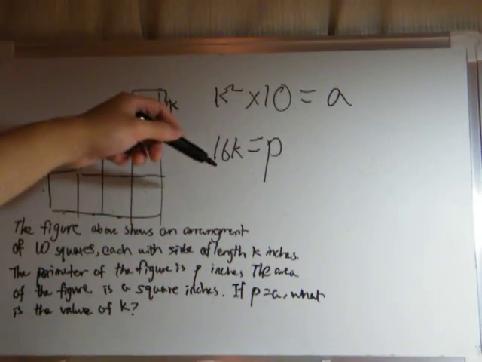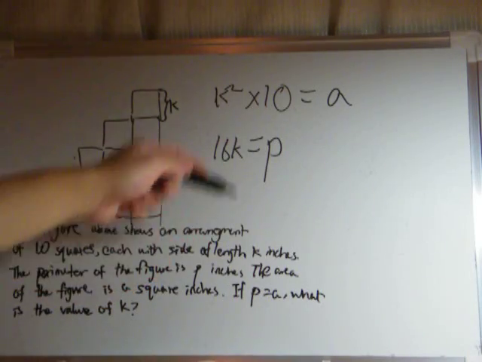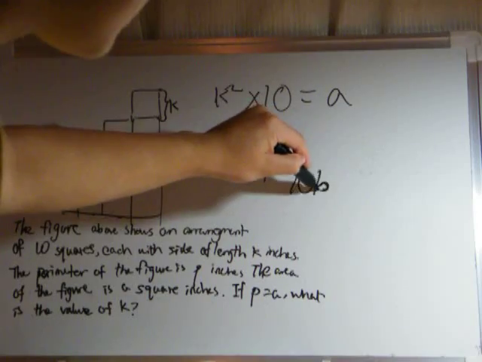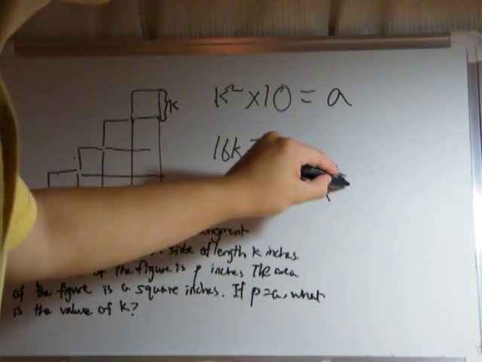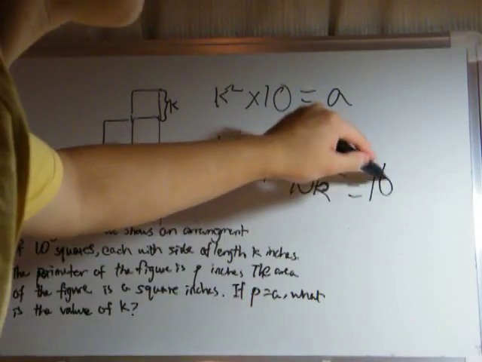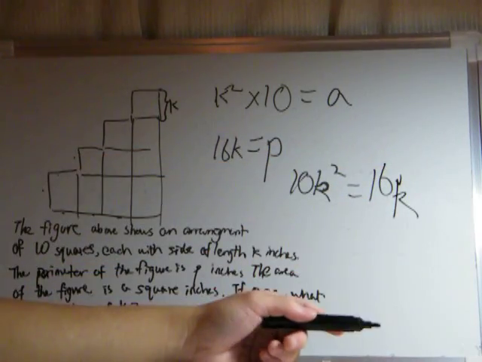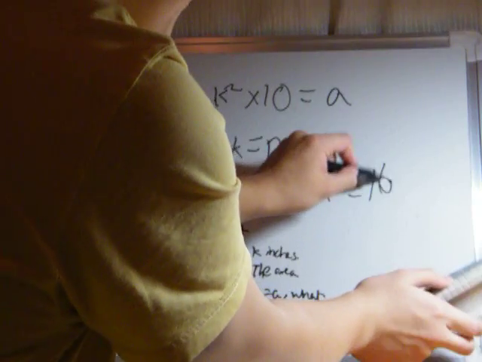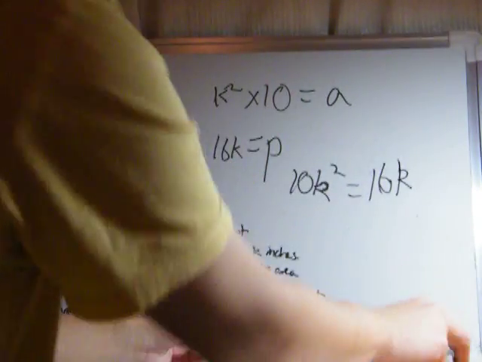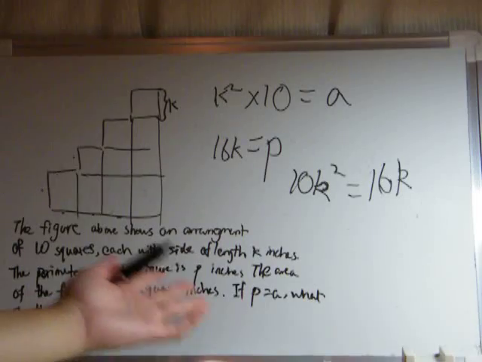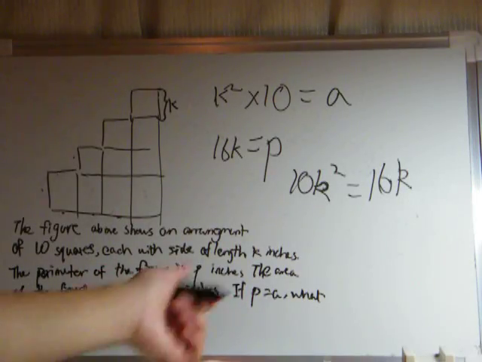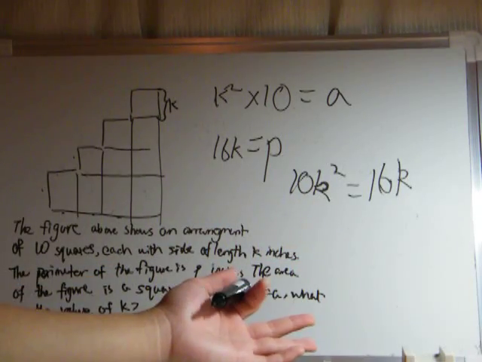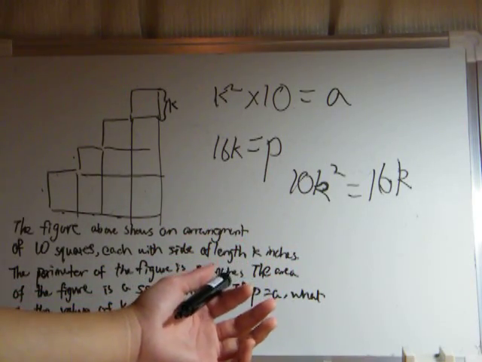Since a equals 10k squared, and p equals 16k, basically 10k squared equals 16k. My writing is pretty bad, sorry. I'll do it properly, it's my first time. 10k squared equals 16k. And basically we want to try to solve for k, and it's pretty straightforward.